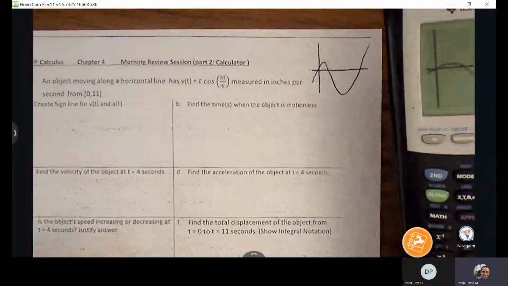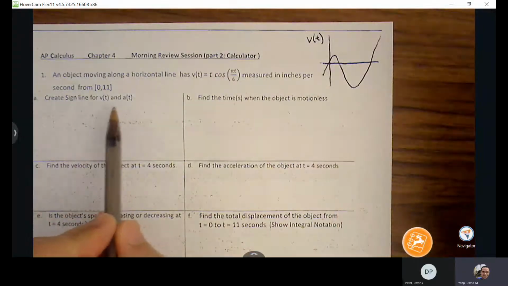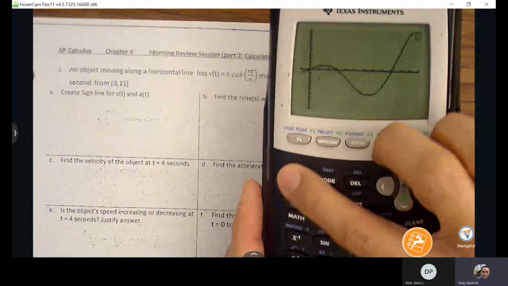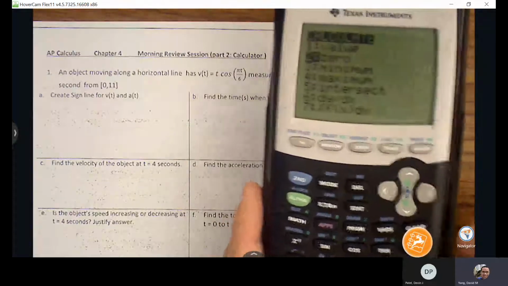Okay, so it says create the sign line for v of t and a of t. This is the v of t graph in front of us. And we really want to know where the x-intercepts are, right? X-intercepts will be critical points for your velocity sign line. So to find your x-intercept, you're going to go to second trace and go to that 0 feature, right? That 0 button there.